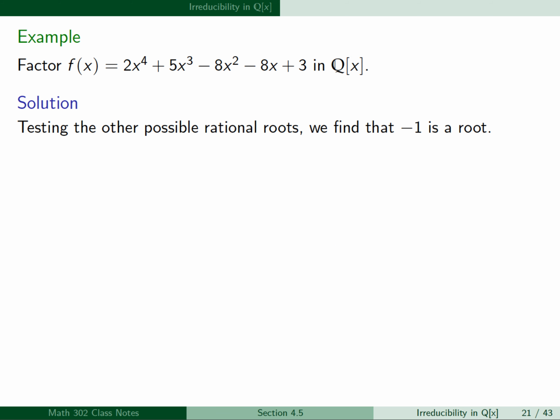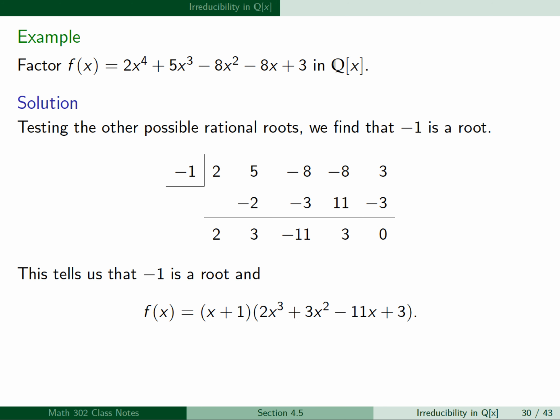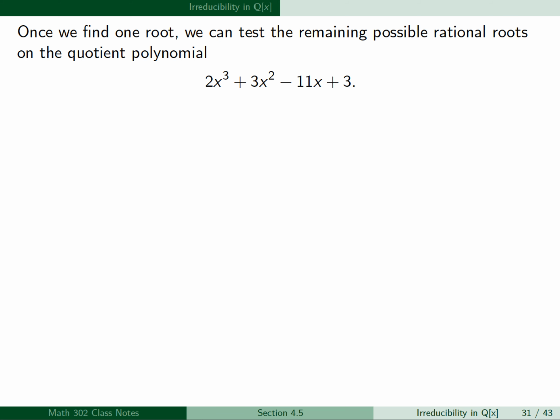Now, testing the other possible rational roots, we eventually find that minus 1 is a root, and we can check that by synthetic division. And we see that we obtain a remainder of 0. This tells us that minus 1 is a root, and f of x is x plus 1 times 2x cubed plus 3x squared minus 11x plus 3.